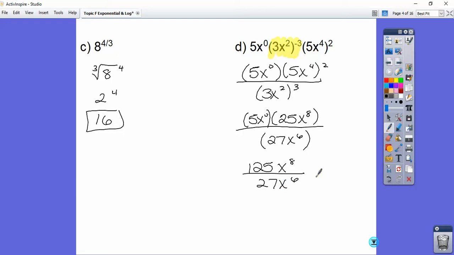Can we simplify anything? My numbers don't reduce, but my x's do. I have more x's on top, so it ends on top. 8 minus 6 is 2.